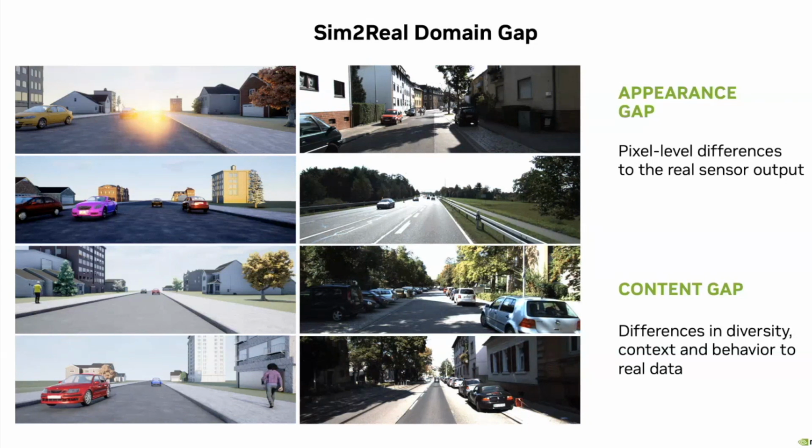And the second type of sim-to-real domain gap is the so-called content gap. By content gap, we understand differences in diversity, context, and behavior compared to real data. Think of it like this: in reality, you can have only vehicles like cars and bicycles on the road, but then you've simulated some trucks and motorcycles. So if you compare this, they are kind of similar, but there is also a content gap between your simulation and reality.